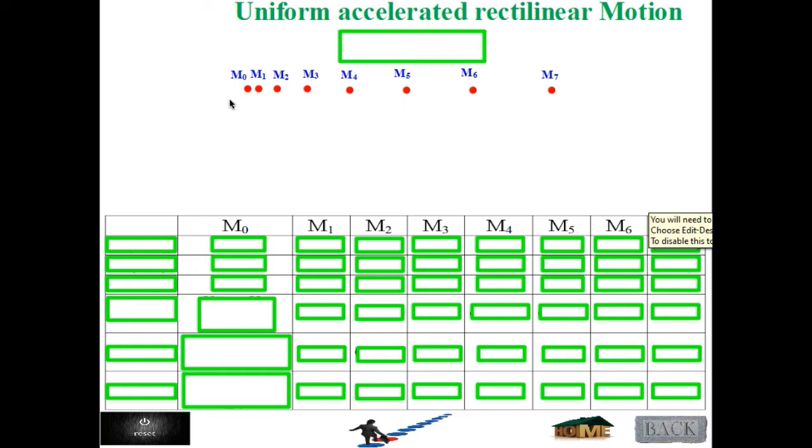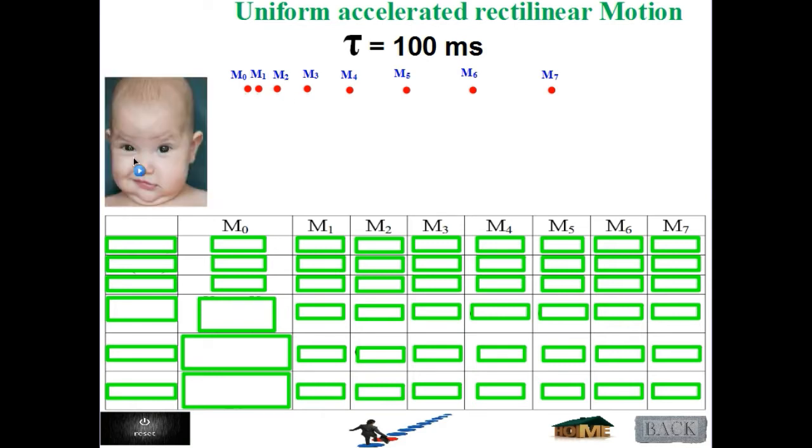We have a puck moving on an inclined plane from M0 to M7. We have all these traces, and we took the tau. We adjust the tau to 100 millisecond, and this one is accelerated motion.